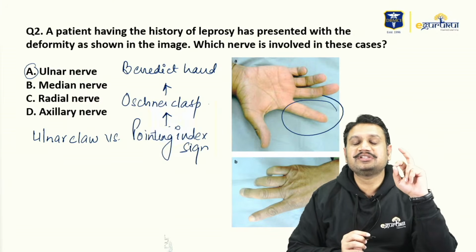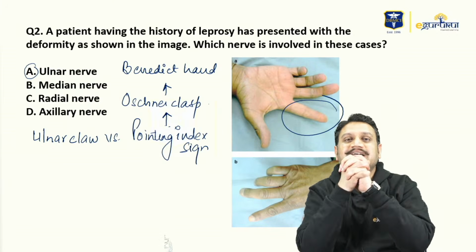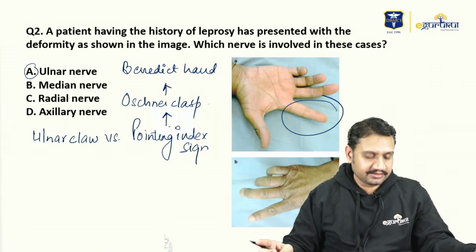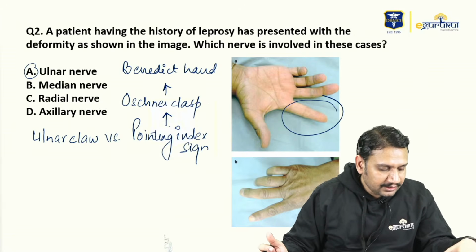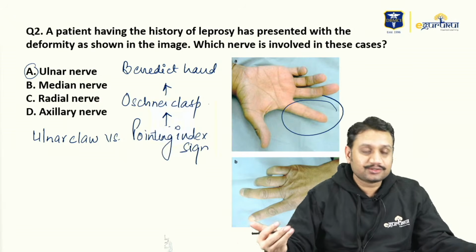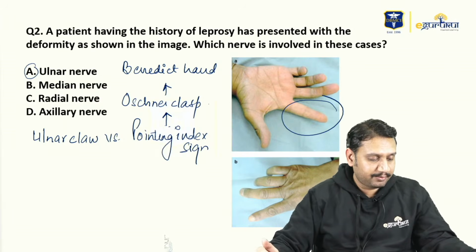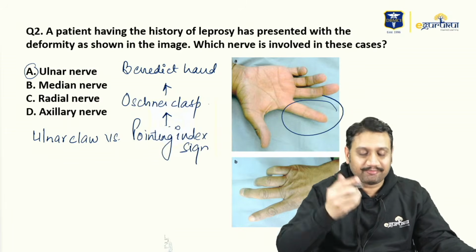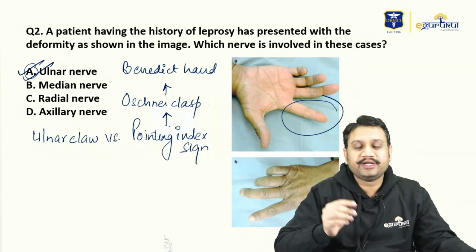But median nerve injury, the pointing index or the Ochsner clasp or the Benedict hand sign is when you ask the patient to flex the finger. So here, no such history was given. Exactly. So there was no such history, as the doctor is telling us. So therefore, the best answer that you could have marked is ulnar nerve. No need to go with the exceptional thing.